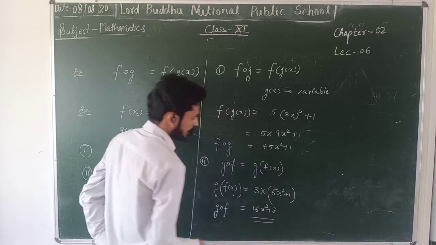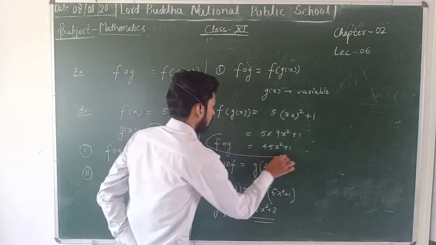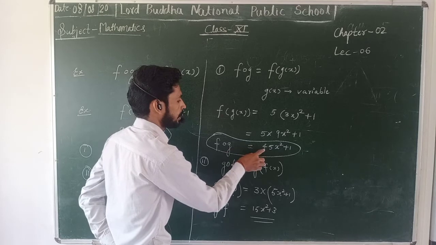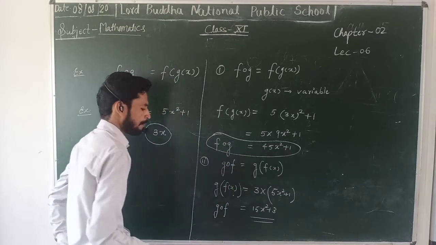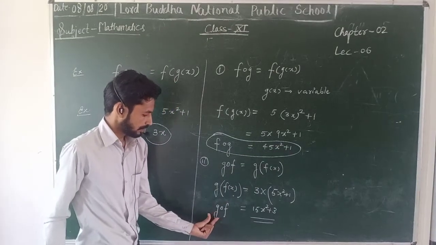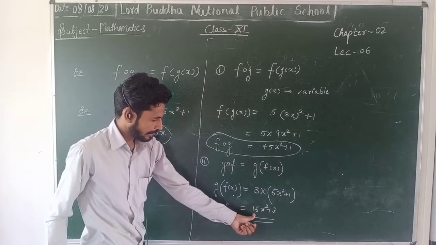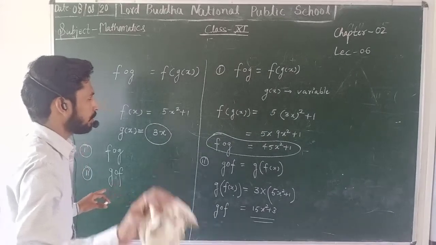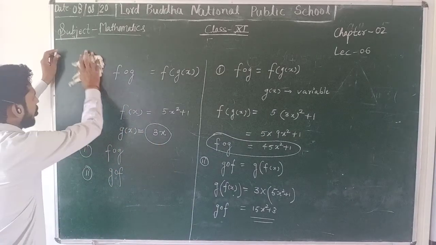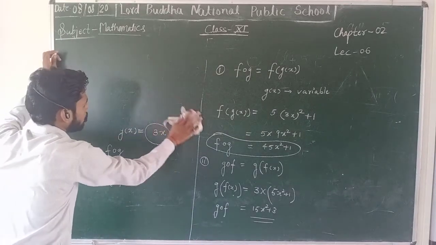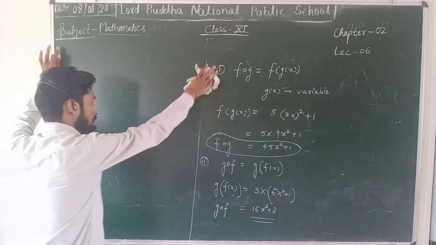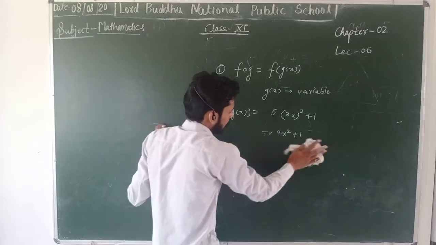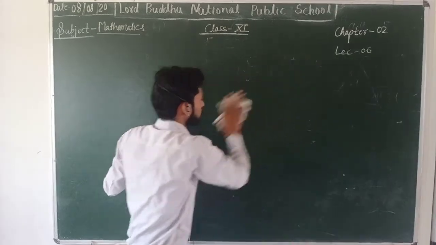That is the answer. Now when we calculate f of g, the answer is 45x square plus 1. But when we solve g of f, the answer is 15x square plus 3. So according to these conditions, we can solve other questions related to the function of functions. Now for practice, I am going to take another example.